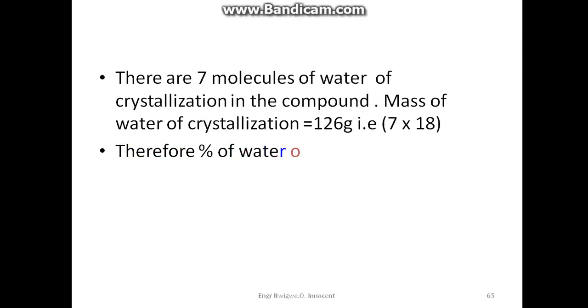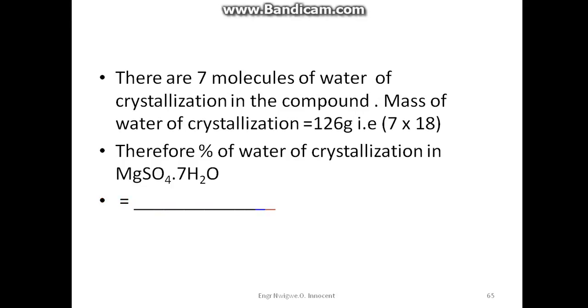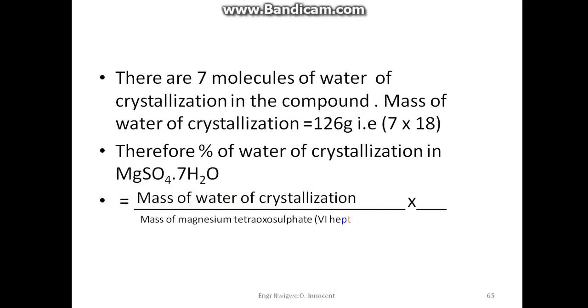Therefore, the percentage of water of crystallization of magnesium tetraoxosulfate(VI) heptahydrate will be equal to the mass of water of crystallization divided by the mass of magnesium tetraoxosulfate(VI) heptahydrate, times 100 over 1, which will finally give us 126 divided by 245 times 100 over 1, which gives 51.2%.